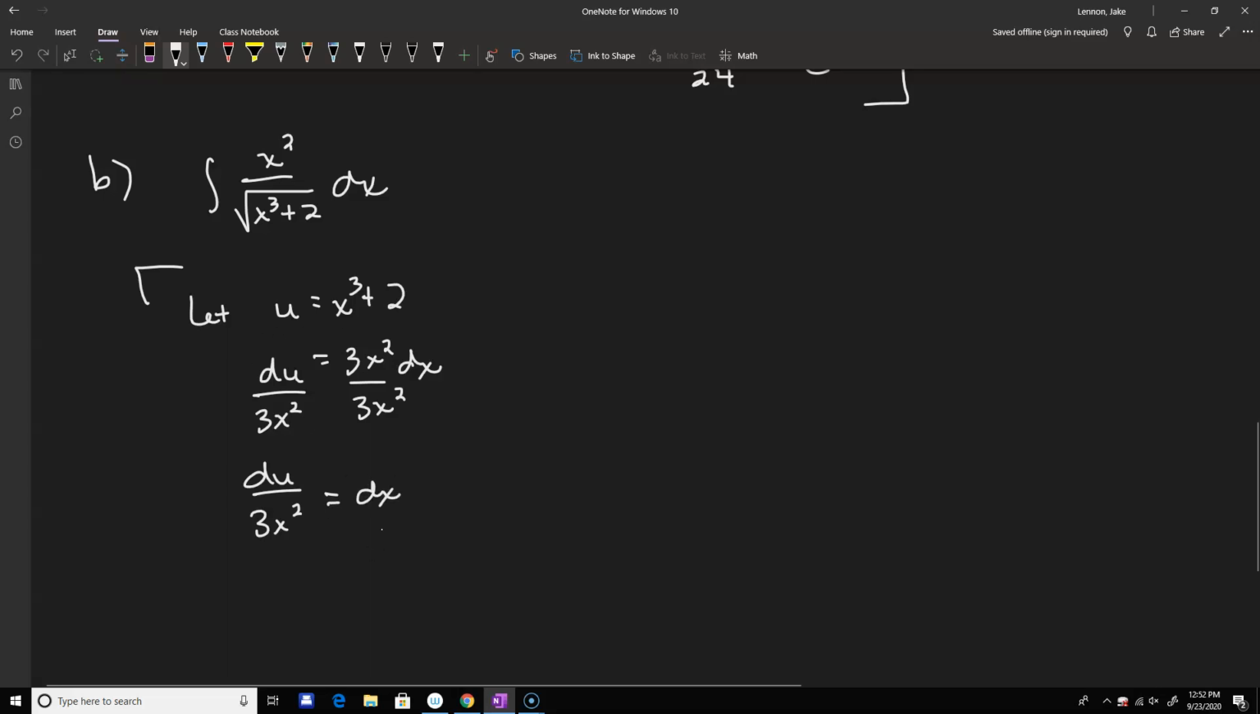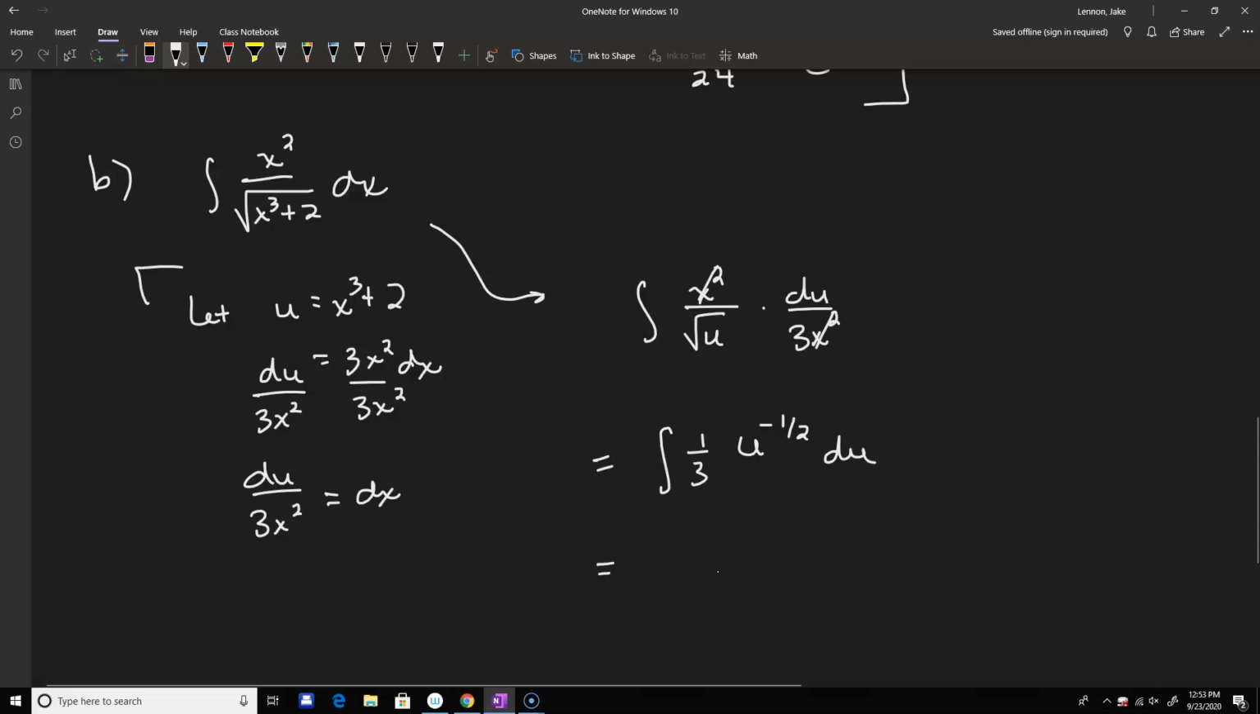So now we have the two things. We have u solved for and dx solved for. Those are the two things we need to rewrite our integral in terms of u. So we have the integral of x squared over the square root of u times du over 3x squared. So the x squareds will cancel out, and we're just left with the 1/3, and 1 over the square root of u is the same as u to the negative 1/2, which is the easier way to write this to find the general antiderivative.